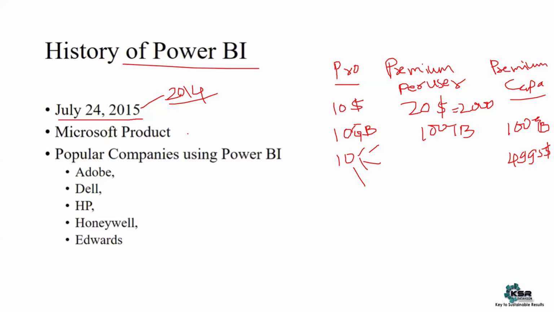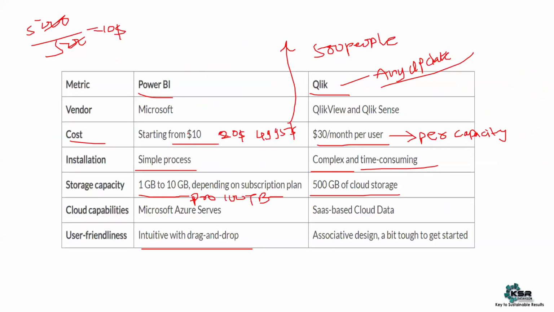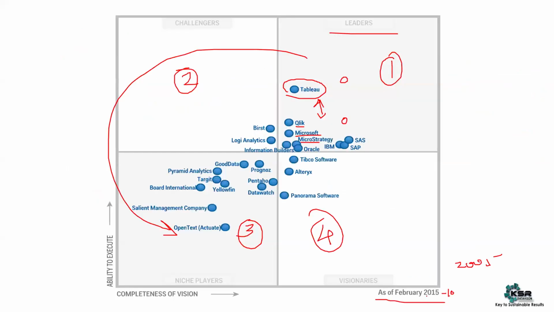Now, again, one more question you will have. If I go back, it was introduced in 2015. How come in February 2015, Gartner came to compare this Microsoft Power BI? You will have a question: how come it was introduced in July, but in February you are comparing directly?